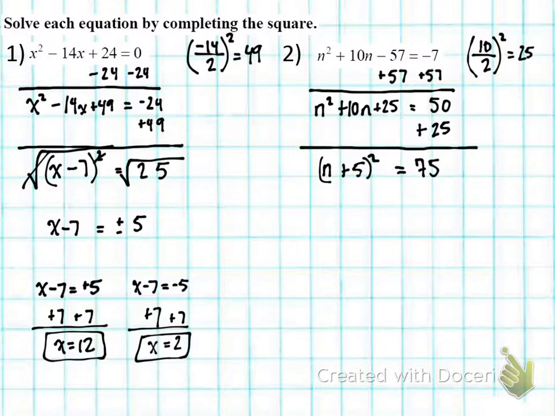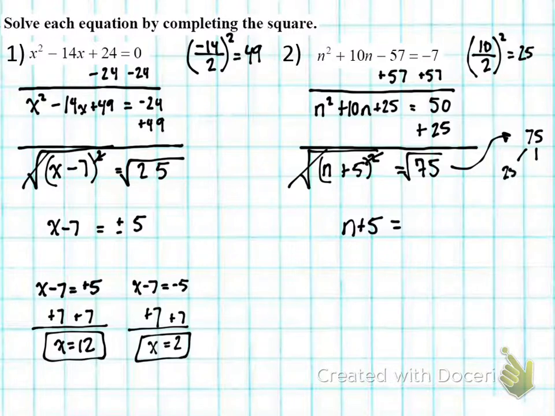Okay, now I'm going to take the square root of both sides. So we got n plus 5, right, because this cancels out with the squared, is equal to the square root of 75. Now isn't 75 like saying 25 times 3? And isn't 25 like saying 5 times 5? So 75 is like saying 5 times 5 times 3. Would you all agree with me?